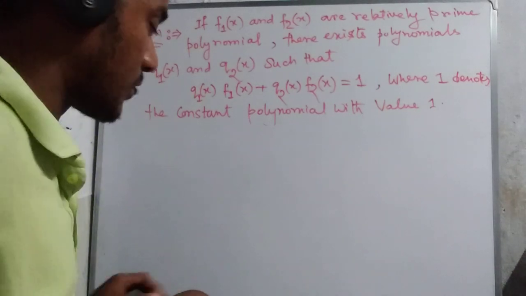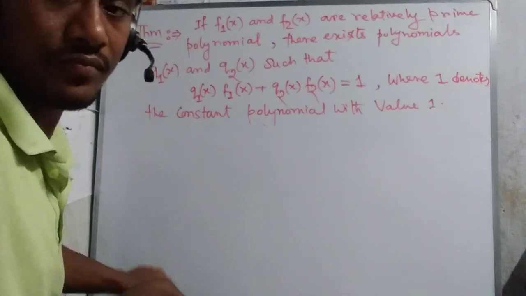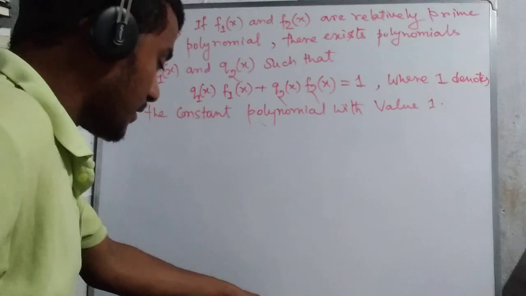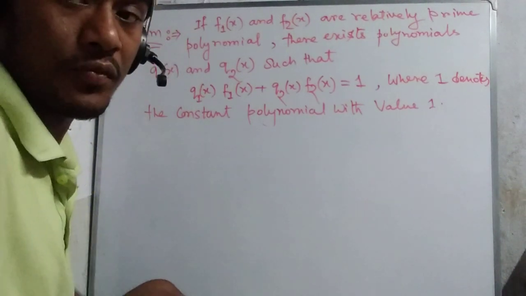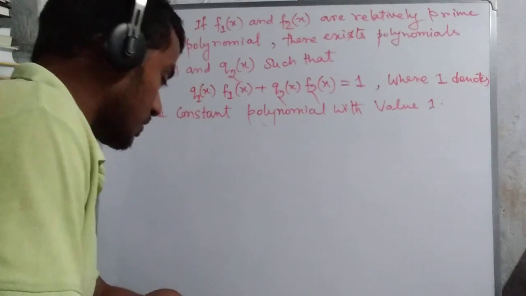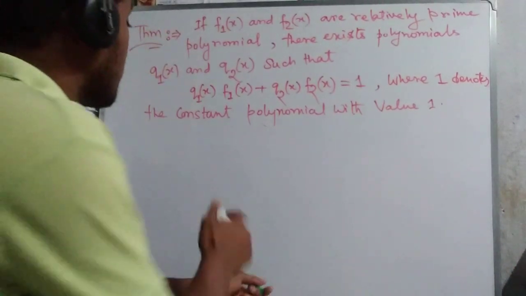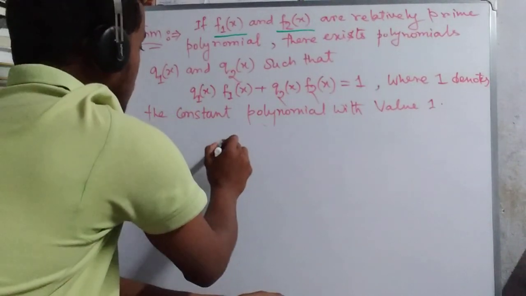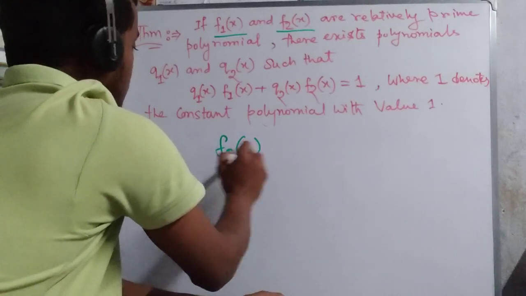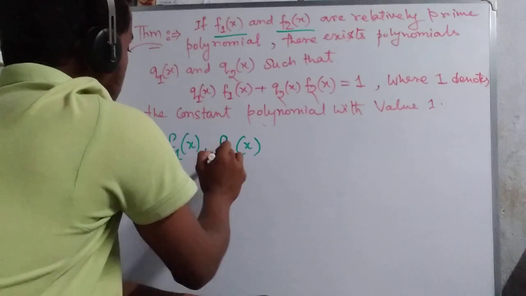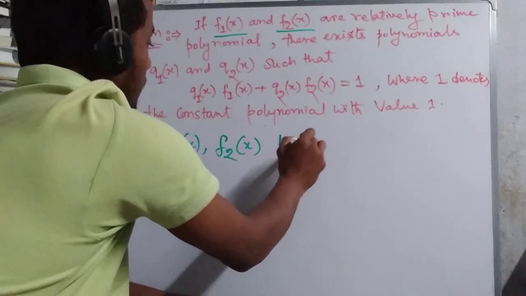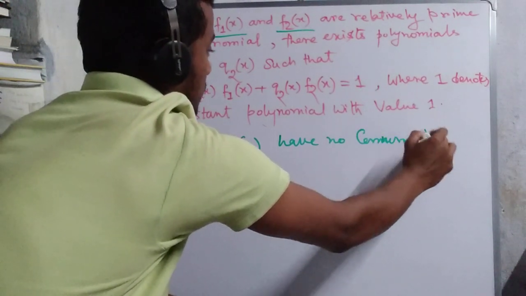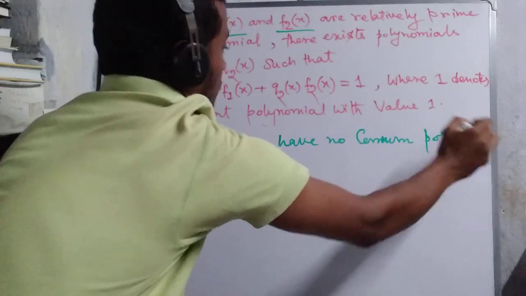Today we also discuss one important theorem related to algebra. We also know about relatively prime polynomials. Then we discuss the related theorem. Relatively prime polynomials means f1(x) and f2(x) are relatively prime polynomials if these two polynomials have no common positive factor.